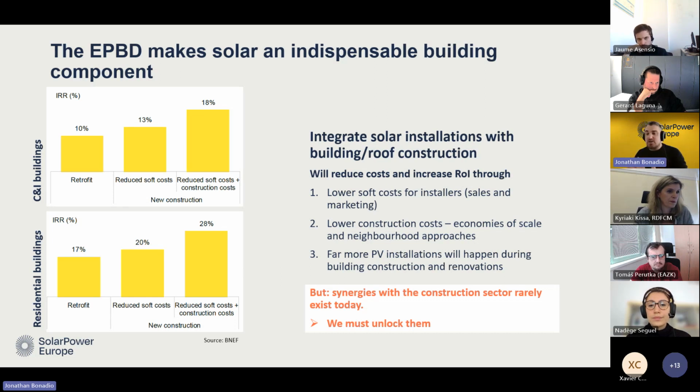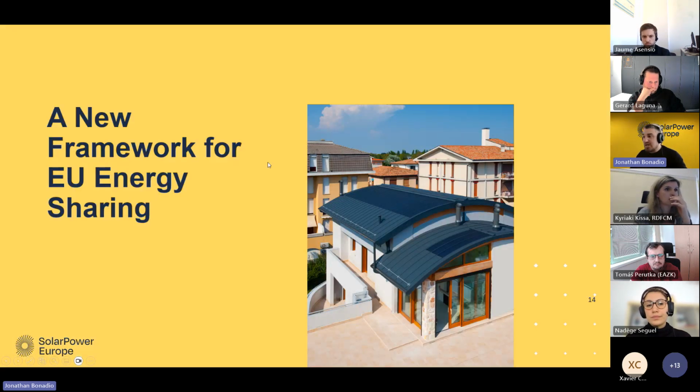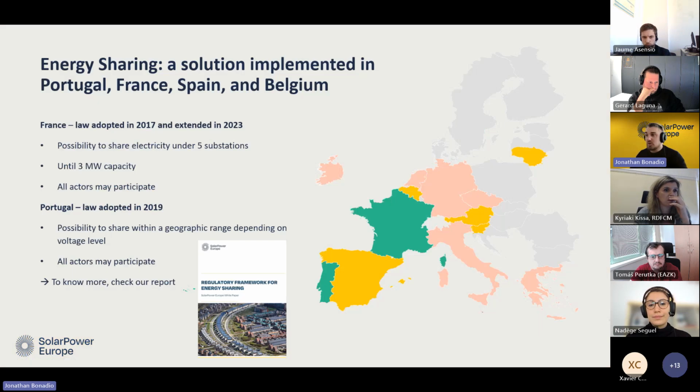It can increase the internal rate of return from 10% to 18%, so almost double the internal rate of return via reduction of costs. And last but not least, I wanted to share with you a bit about energy sharing. So it's currently possible in some parts of Europe. France and Portugal have adopted energy sharing as well.